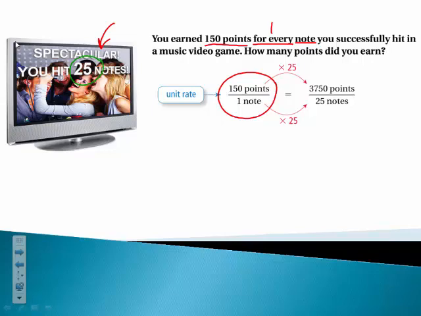So some of these you don't need to set up this way to solve it because some of you are very capable of doing this in your head. However, I want you to get used to setting it up as a rate and using that to solve it because that's going to help you in the future in math because we're going to use a lot more rates when it comes to more difficult things. So 150 points for every note. We hit 25 notes. So 150 points times 25. So we earned 3,750 points.